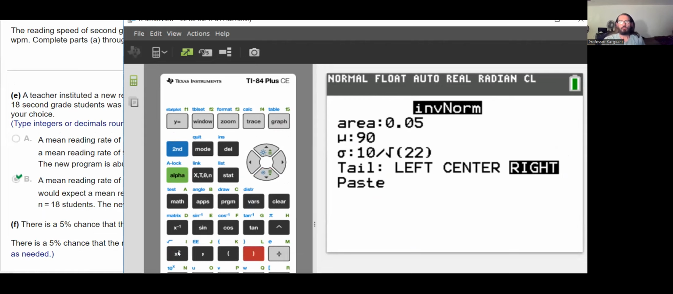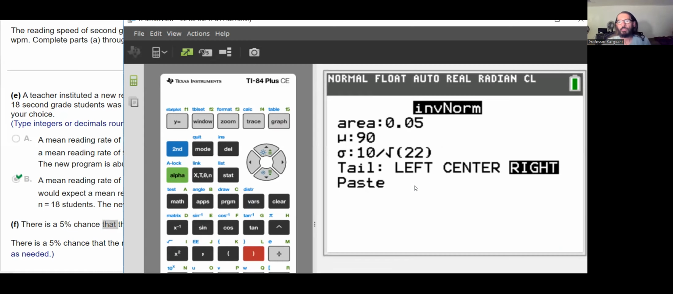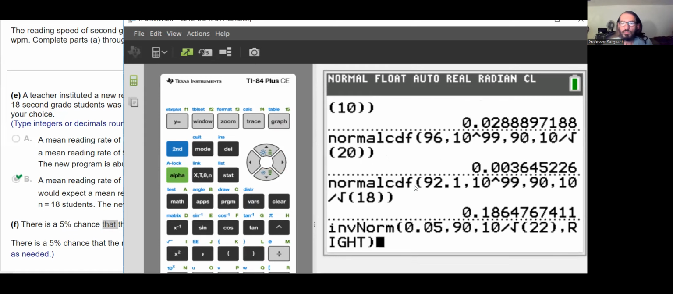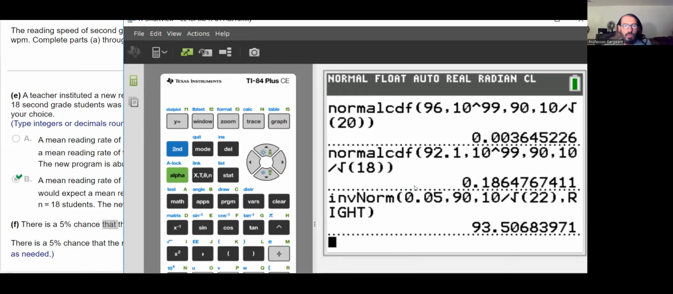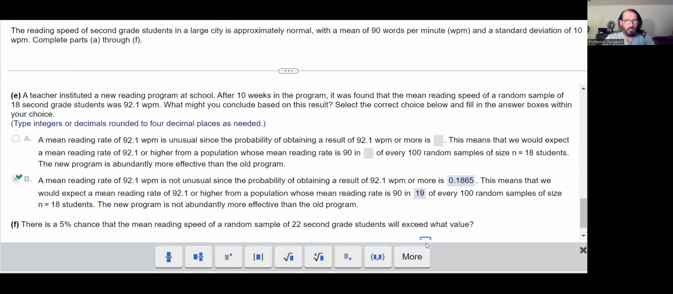Now, in this case, my calculator has some more options than some of you might have, so I'll tell you what you can do in a moment. But we're talking about shading to the right because we want their mean reading speed to exceed that value. So stick with that, shading to the right. And that's telling me that it would need to be 93.506 something, rounded two places. So 93.51 words per minute.